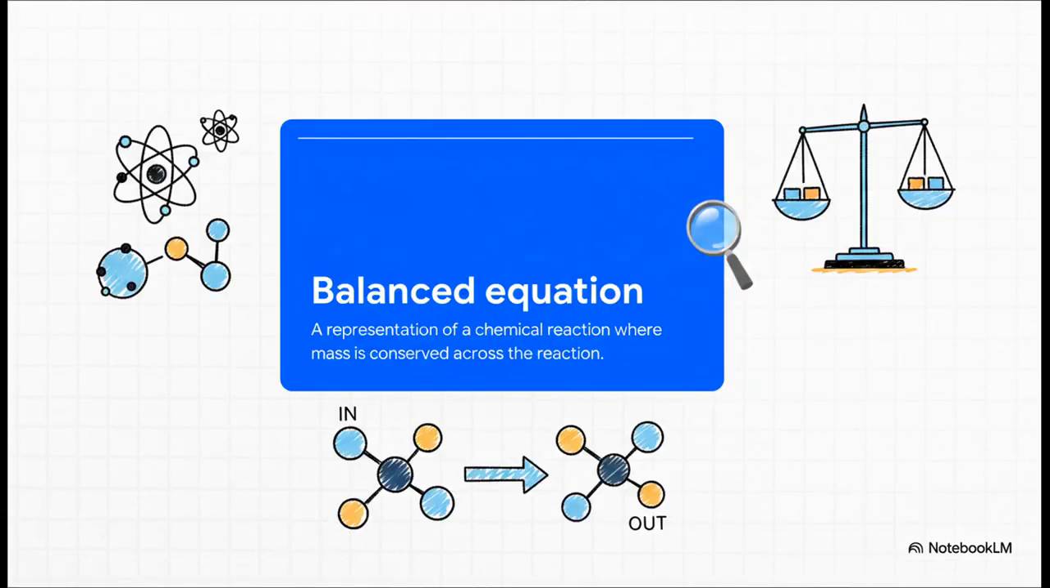Let's shift our focus to the other branches and find another piece of this giant cross-branch puzzle. Take this definition from our chemistry unit, a balanced equation. Essentially, this is a representation of a chemical reaction where mass is perfectly conserved across the reaction. What goes in must come out. It's basically just an accounting of atoms to make absolutely sure nothing is lost or magically created during a chemical change. It's a foundational rule of chemistry, but again, it doesn't just exist in a vacuum.